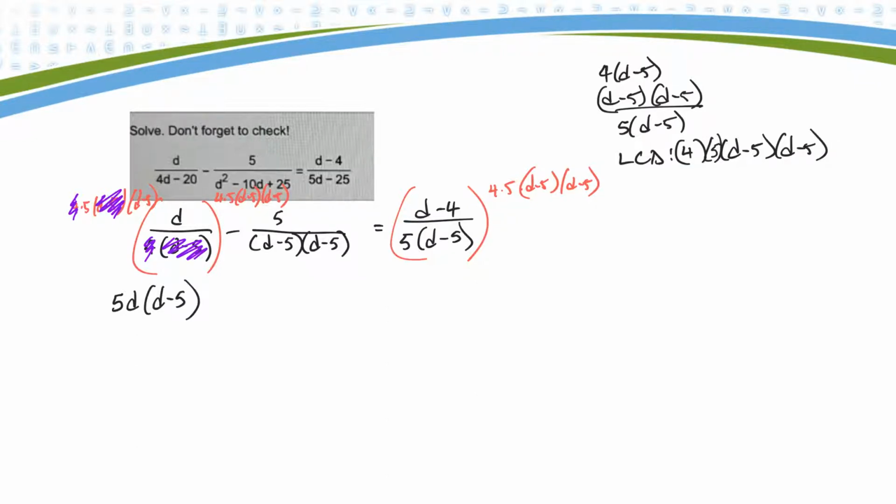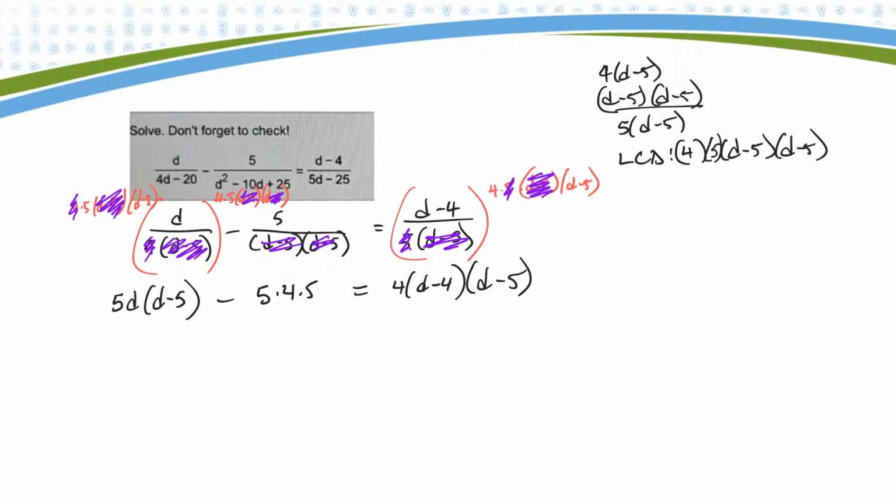Next one, the 2 D minus 5's cancel out. So that leaves me with minus 5 times 4 times 5 equals, on the other side, 5 cancels out, a D minus 5 cancels out. So I'm left with a 4 times D minus 4 times D minus 5.